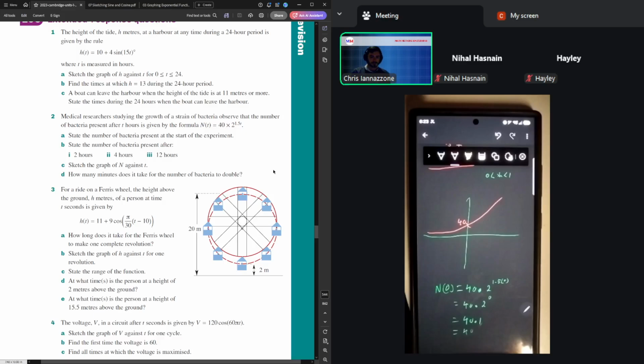Think about the valid domain of this graph. Have I drawn too much? Where is an appropriate spot to actually cut this thing off? Okay, so a good spot to cut this one off would be at t equals 0 and shooting off towards the right hand side.